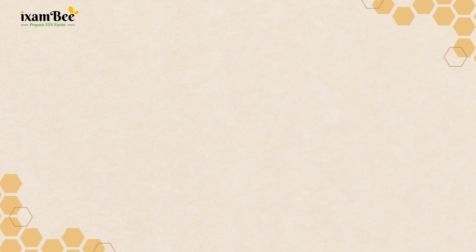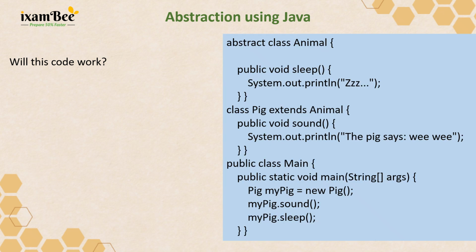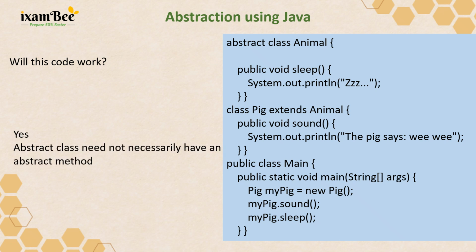Now let us look into another example of the code. Here you have an abstract class animal without an abstract method. So the question is whether this code will compile or not. The answer would be yes, this code will compile because abstract classes need not necessarily have an abstract method. They can have methods with bodies and they may or may not have abstract methods.